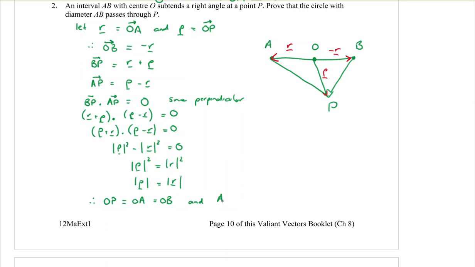And A, B, and P are all points on the circle with diameter AB. Yes? Okay, good. One more.